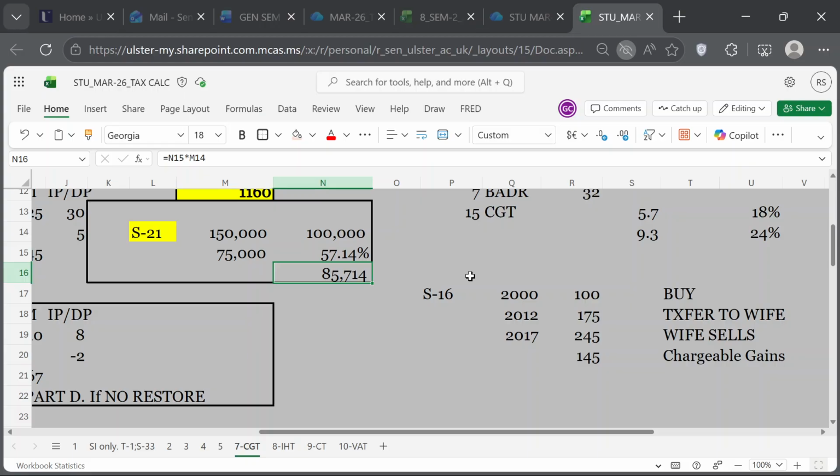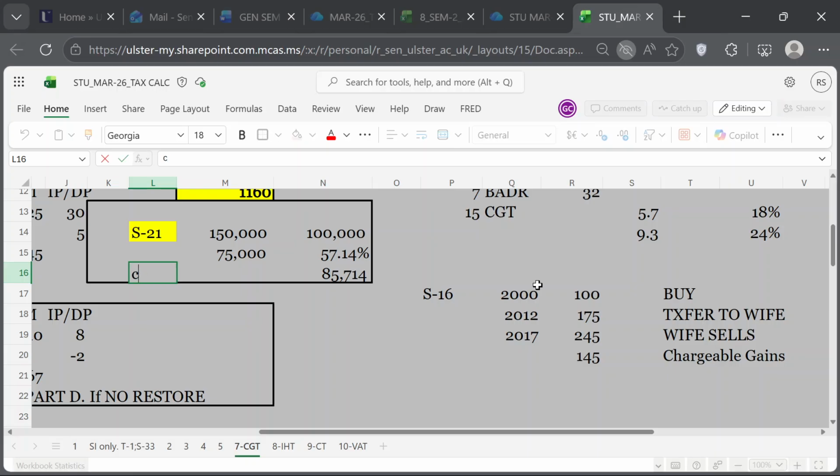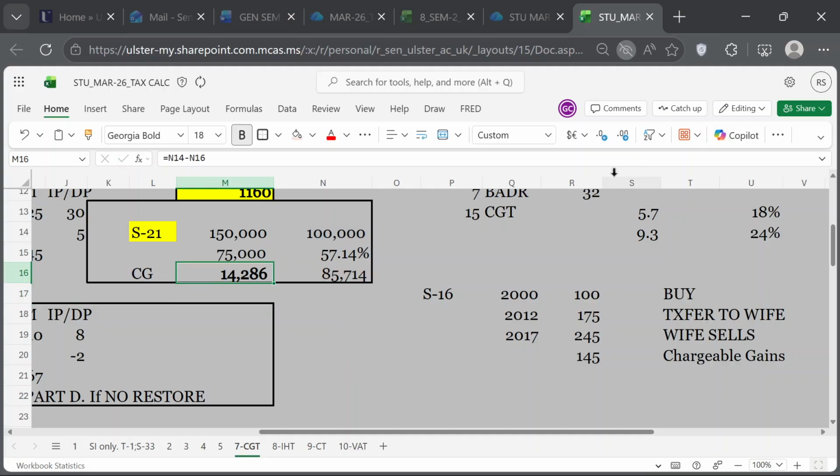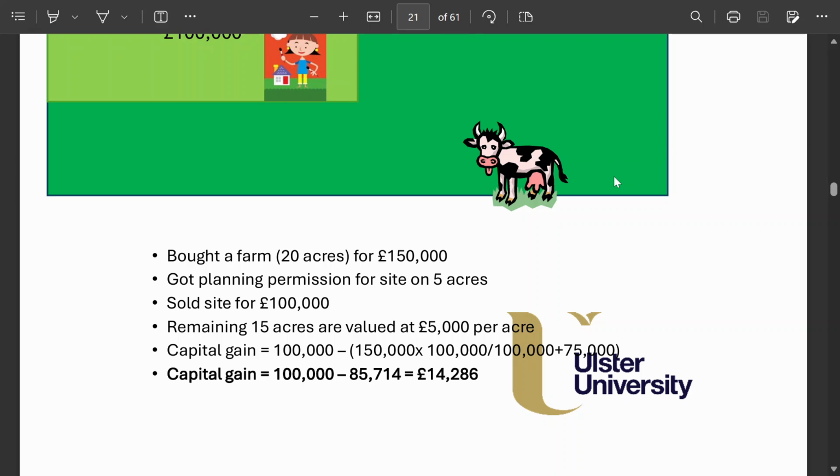Which is, in this case, what is 85,714? 85,714 is the cost of acquisition for that part of the land which has been sold. Is this clear? So therefore your chargeable gain, CG, will become the selling price, the 100,000, minus the acquisition cost, which gives you your 14,286, which is tallying with what you have in the slide.